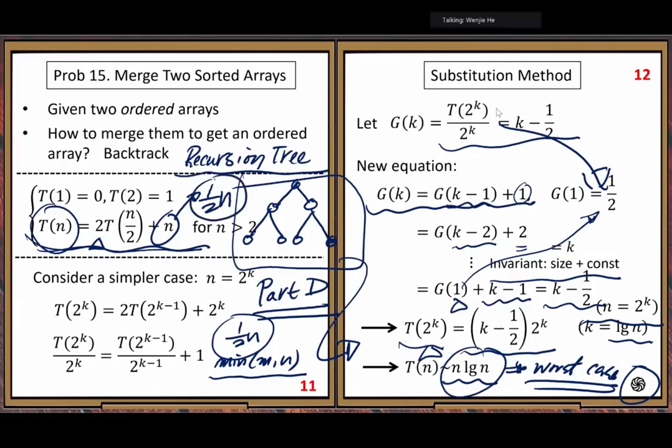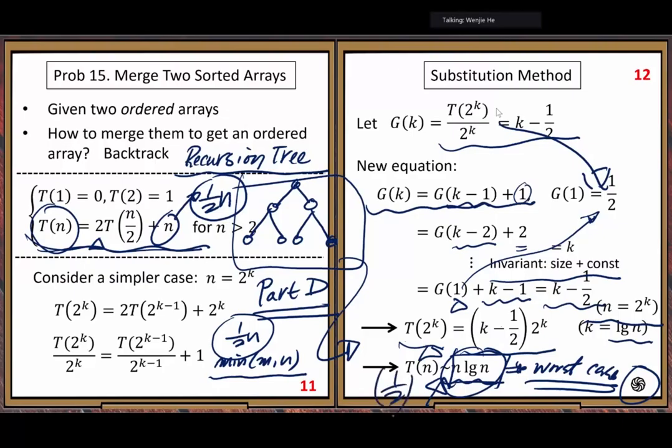1/2 of n. Then you can see your difference is only the constant. The main part is still n log n, but your constant is different. You still get n log n, but the constant is different. Just the 1/2 constant.